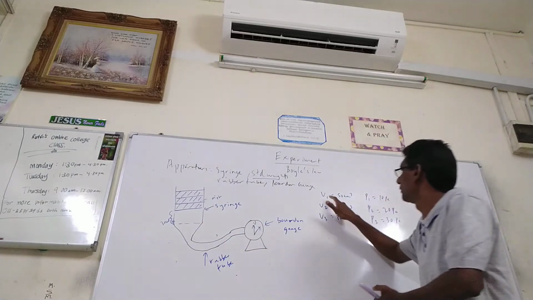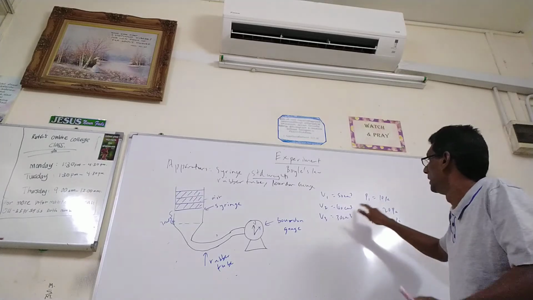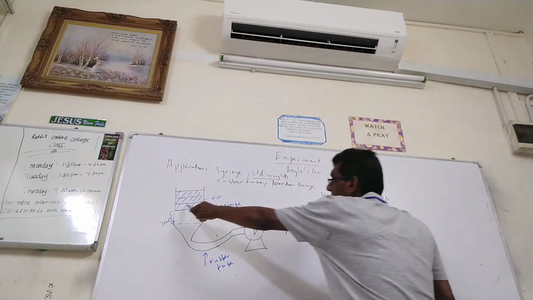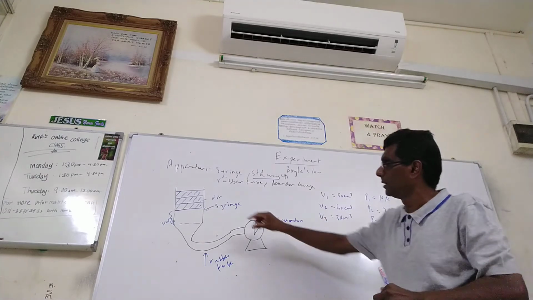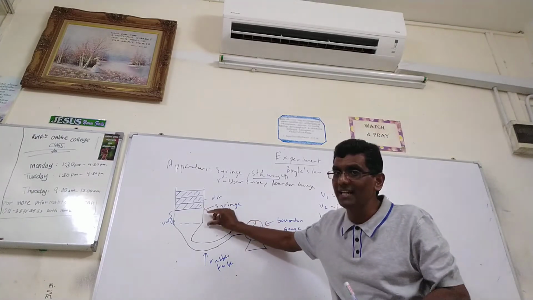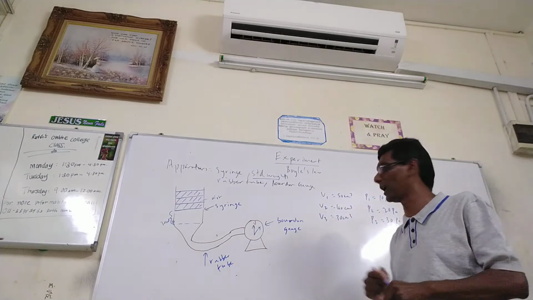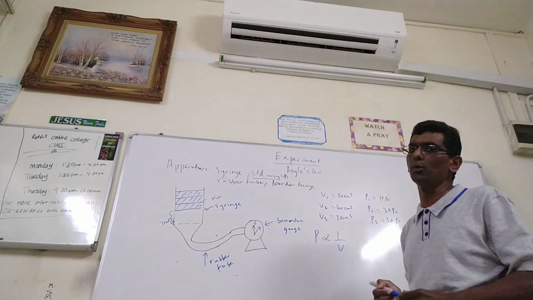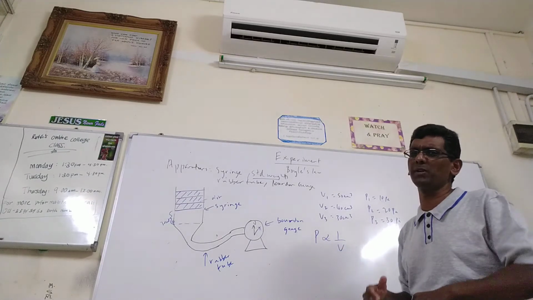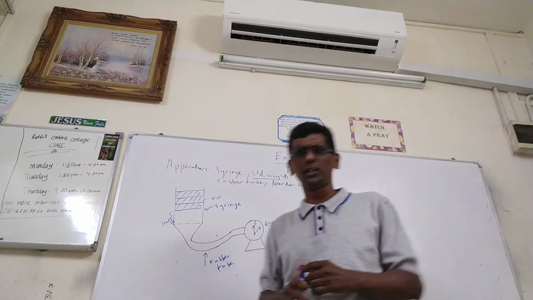So V1 is 50 centimeter cube, the pressure 1 is 10 Pascal for example. Volume 2 is 40 centimeter cube and the pressure is 20 Pascal. Volume 3 is 30 centimeter cube. So the volume keeps on decreasing, the pressure increasing. That is called Boyle's law: pressure is inversely proportional to the volume. This is a simple experiment. You may do this experiment in school.